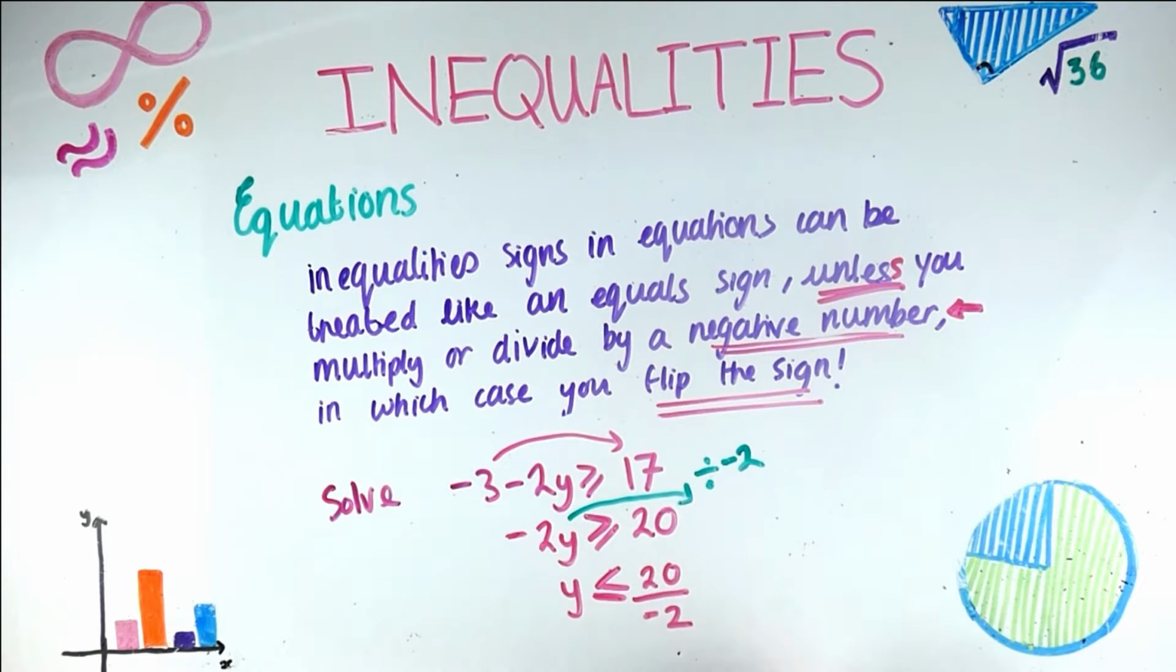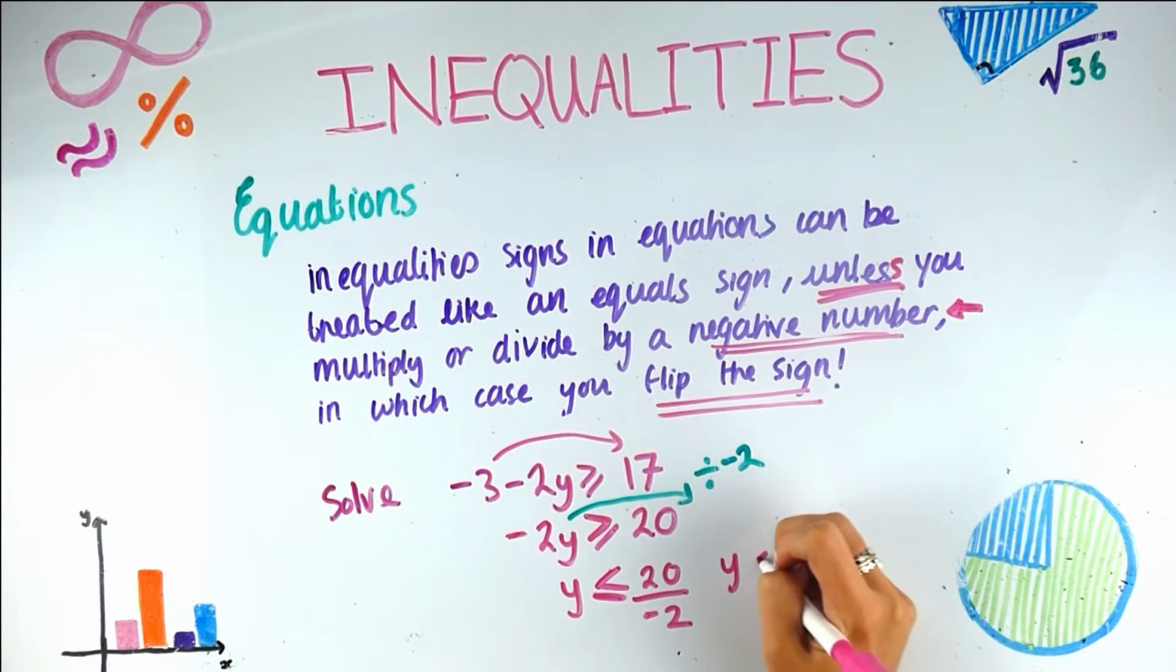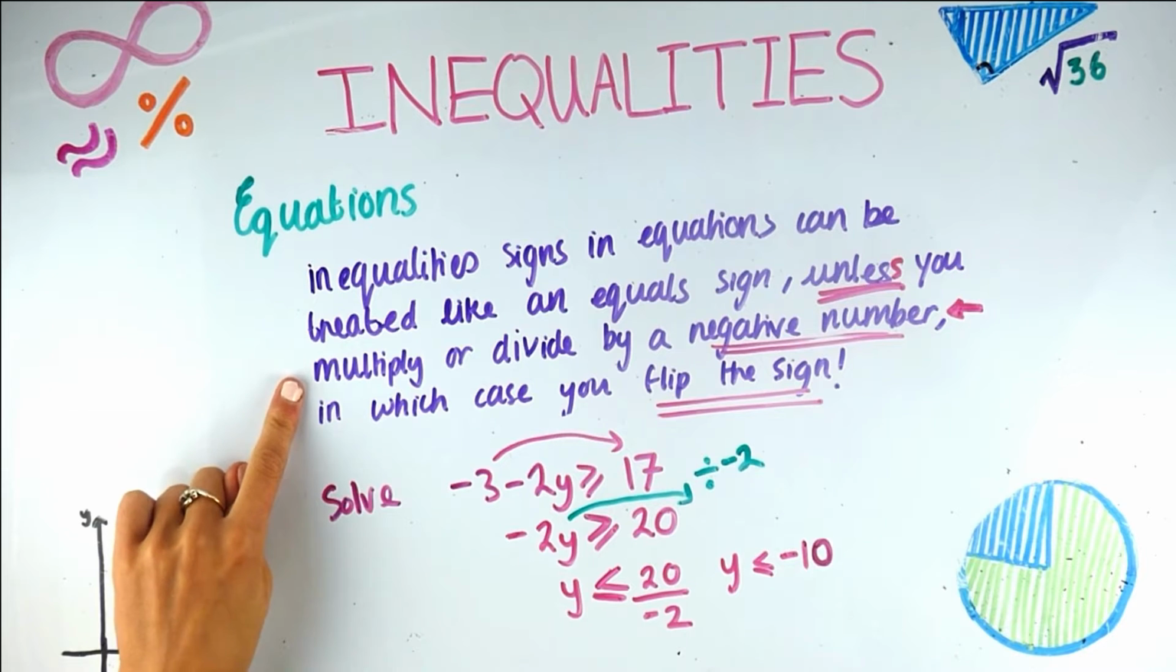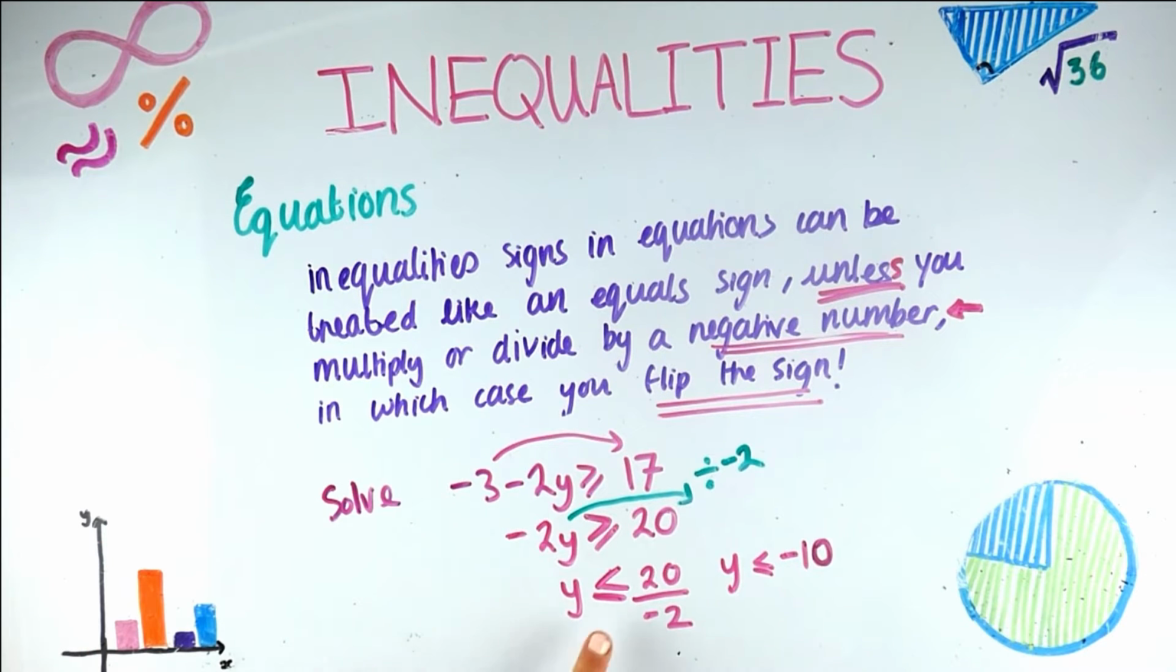So this is the catch of inequalities. So y is less than, and then I just carry this out. So 20 divided by minus 2 is minus 10. So you saw an example. The first example was when it didn't change anything because we didn't multiply or divide by a negative number. And then this second example shows you what happens if you do multiply or divide by a negative number. So now we're going to move on to some exam questions.